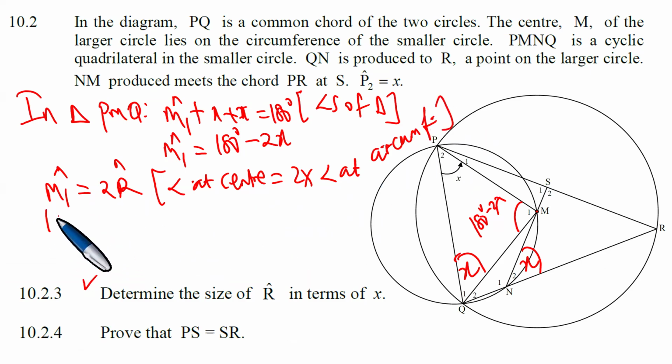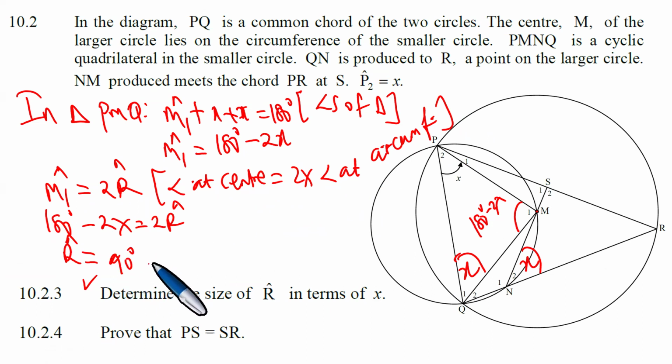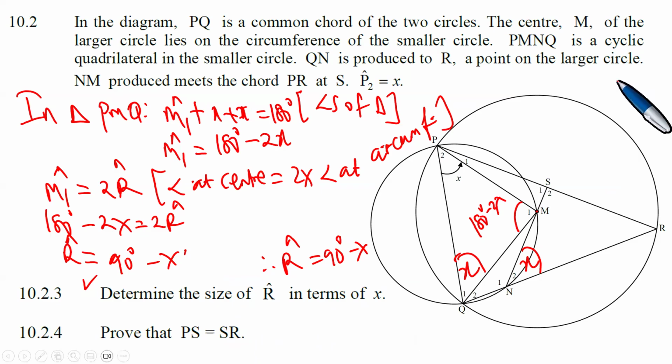Which means the angle M1, 180 degrees minus twice X, equals 2 times angle R. Dividing by 2 means the angle R is equal to 180 divided by 2, which is 90 degrees minus X. What is the size of the angle R in terms of X? The angle R, therefore, is 90 degrees minus X. Any question, or anything you do not understand here about the circle theorem question?